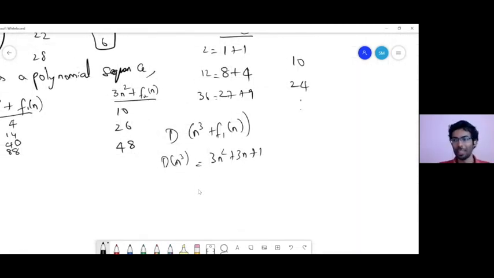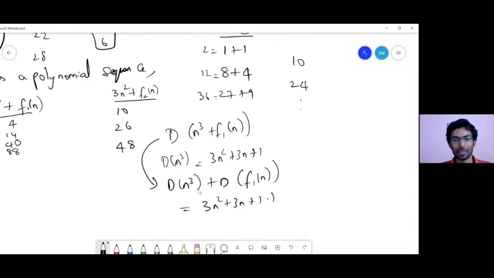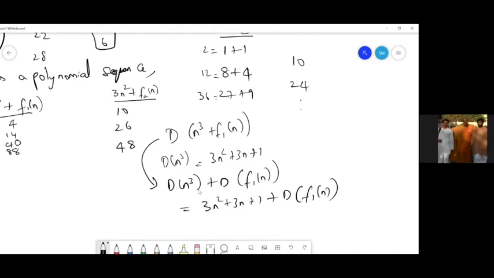Again, I'm using notation, but always keep the meaning in mind. It is very important. Since this follows the linear property, as we saw, this would be the same as d of n cube plus d of f1 of n, which is nothing but 3n squared plus 3n plus 1 plus d of f1 of n. So now this is getting more algebraic.